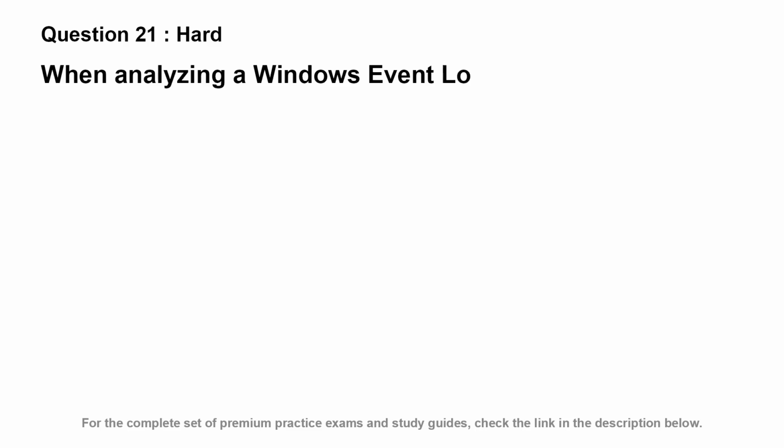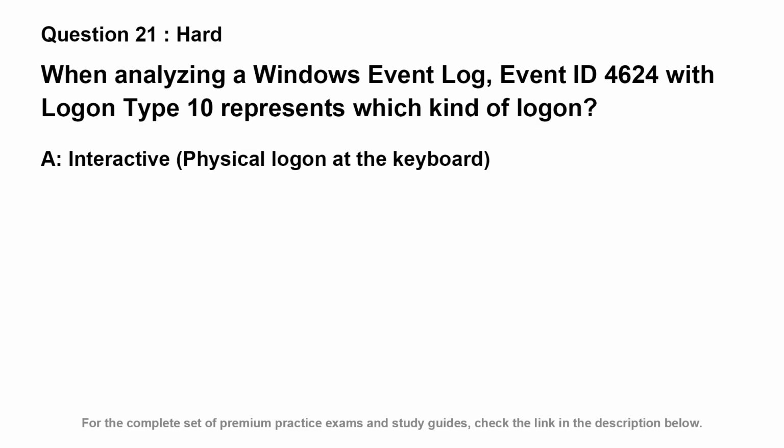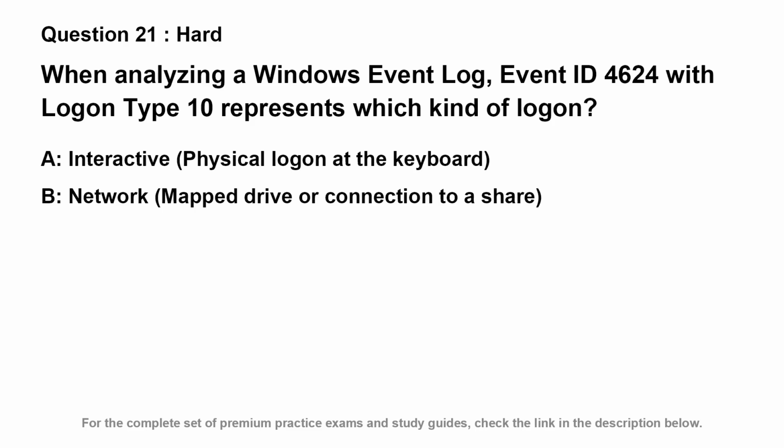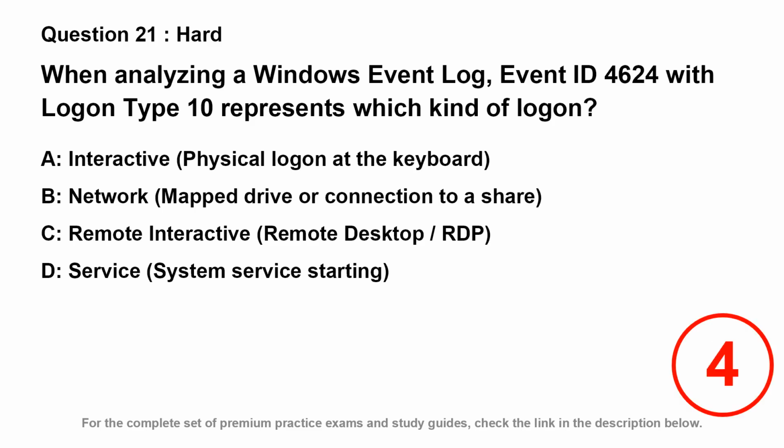When analyzing a Windows event log, event ID 4624 with logon type 10 represents which kind of logon? Option A, interactive, physical logon at the keyboard. Option B, network, map drive or connection to a share. Option C, remote interactive, remote desktop/RDP. Option D, service, system service starting.